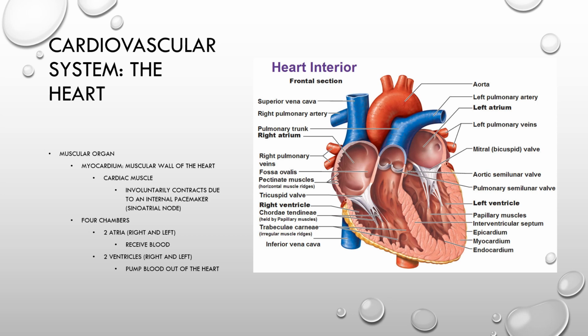The 2 top chambers are the right and left atrium. They receive the blood entering the heart. A wall called the interatrial septum is between the atria.